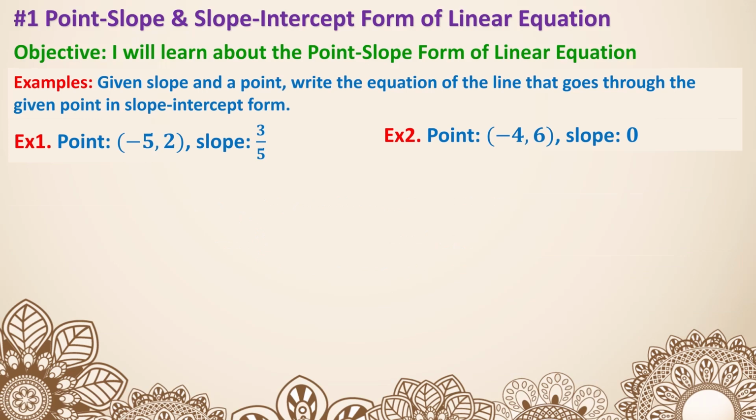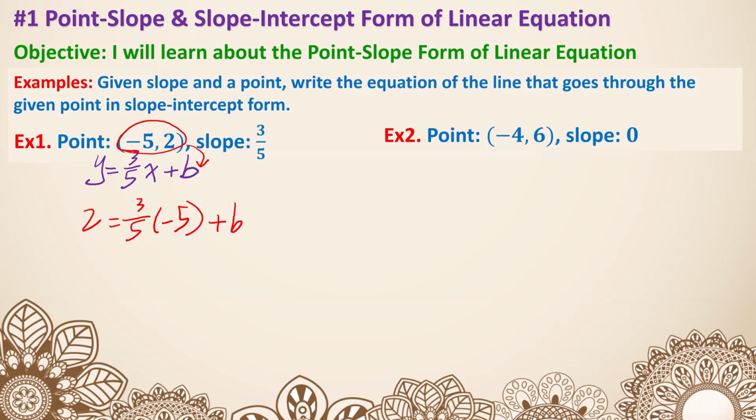Example 1. The point is (-5, 2), and the slope is 3/5. We know that we want slope-intercept form, so we need y equals mx plus b, and more specifically, the slope is 3/5. So that is going to be what the equation looks like. Right now, we just don't know what b is, but we can solve for b since we are given an extra point. This point is going to work for this equation, which means we can plug in x as -5, so it's 3/5 times -5, plus b, and on the other side, y is 2. So I'm just putting the point into the equation.